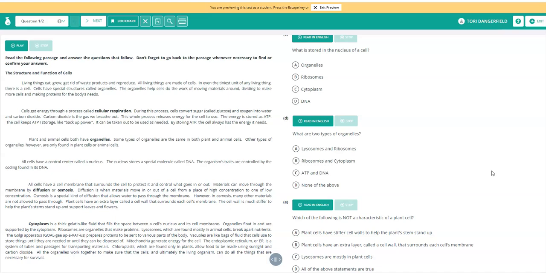Question 1E. Which of the following is not a characteristic of a plant cell? A. Plant cells have stiffer cell walls to help the plant's stem stand up. B. Plant cells have an extra layer called a cell wall that surrounds each cell's membrane. C. Lysosomes are mostly in plant cells. D. All of the above statements are true.